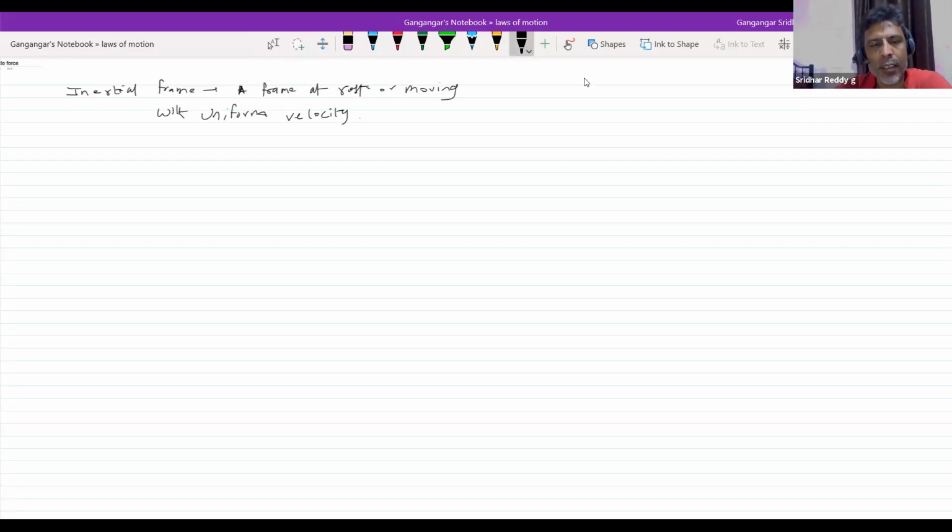So now I think this is something very, very important. I'm saying inertial frame: a frame which is at rest or moving with uniform velocity. Do we have such frames? The very first question comes. Okay, let's go for practically.